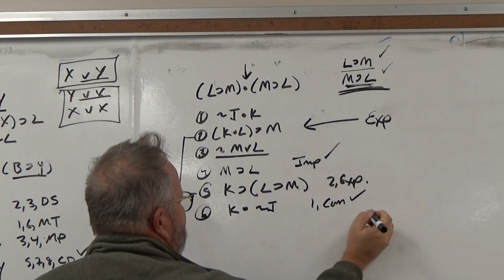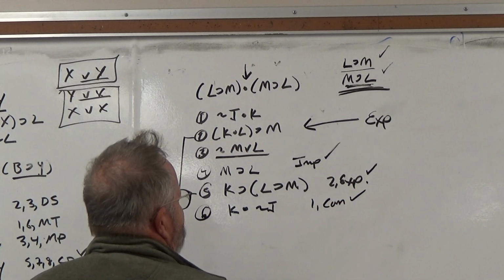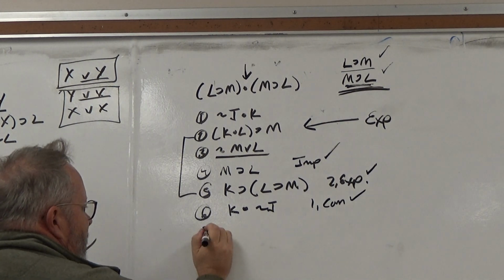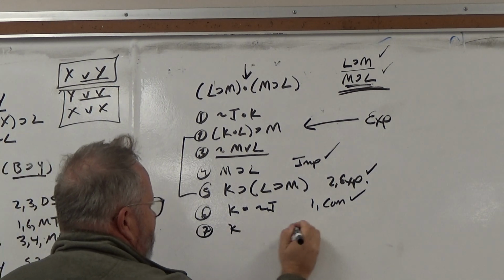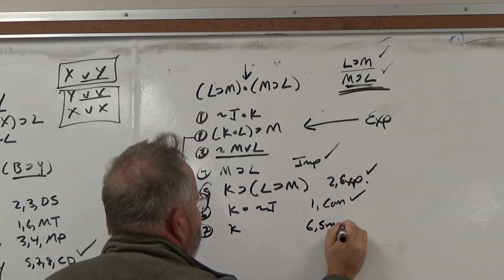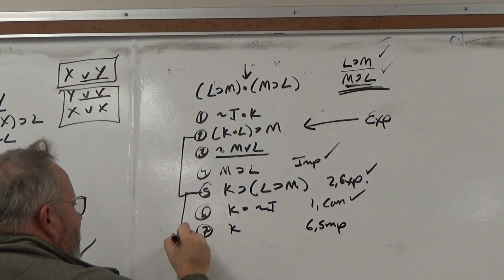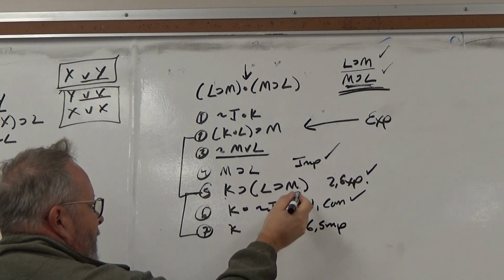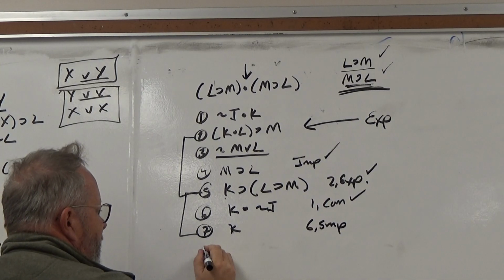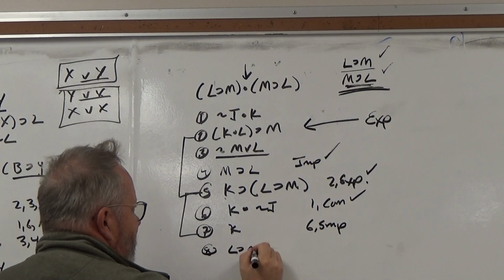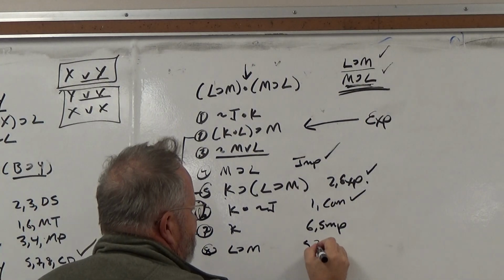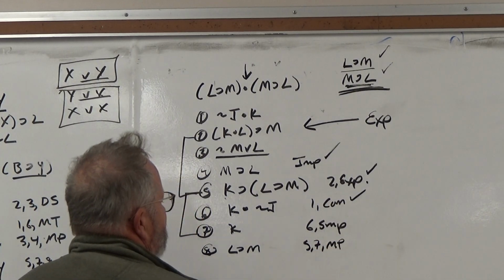That's a new one, tick. And exportation, I think that was a tick. So K from 6 by simplification. And now look at 5 and 7. If K, you get L then M. Well, I have a K, so I get L then M, 5, 7 modus ponens.